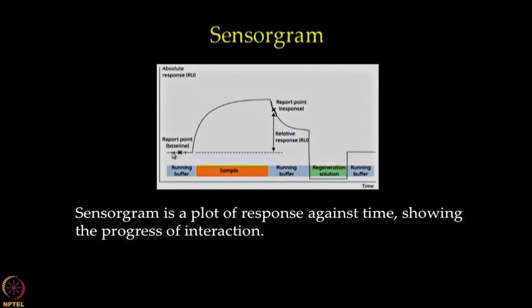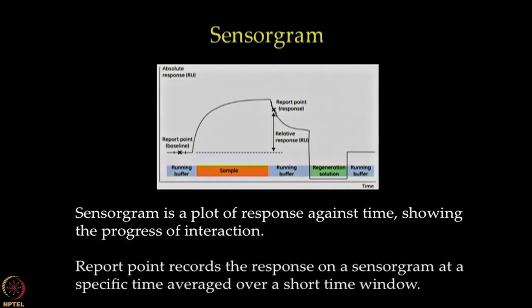We observe the baseline followed by the injection of analyte, which leads to an increase in the binding response during the association phase. Just after the stop of the sample injection, we observe the report point, which records the response on a sensorgram at a specific time averaged over a short time window. This is followed by the dissociation phase, regeneration, and then back to baseline. We will now proceed to analyze the data obtained from binding of anti-beta-2 microglobulin with beta-2 microglobulin protein.